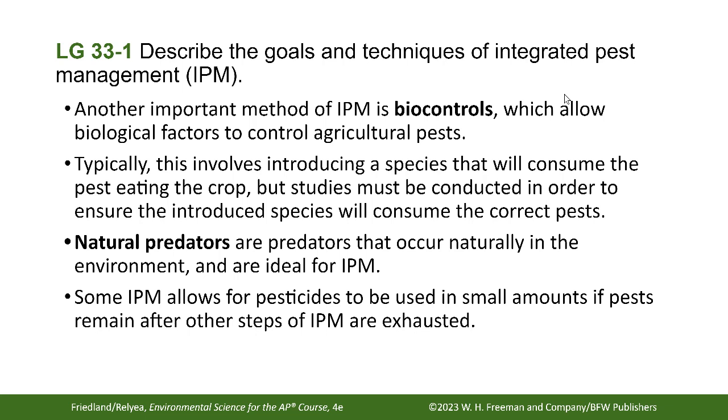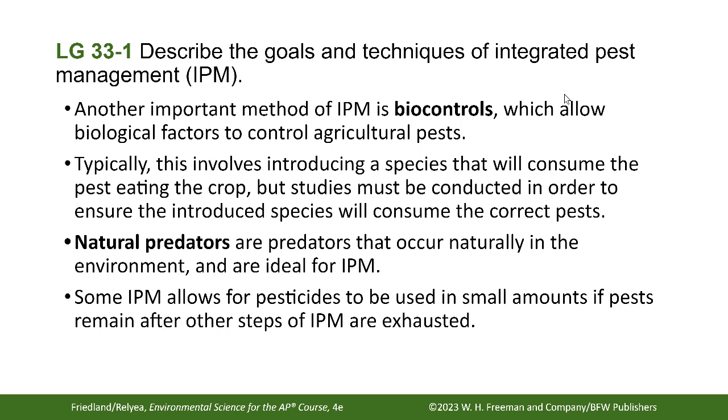So, like cats will eat mice. Okay, so if you're trying to grow clover, you're going to have cats to eat the mice. That way, your clover can grow, which is better for your cows. Yeah. Okay, natural predators are predators that could occur naturally in the environment, ideal for IPM.